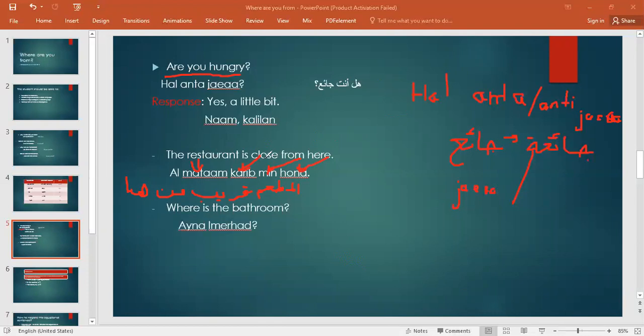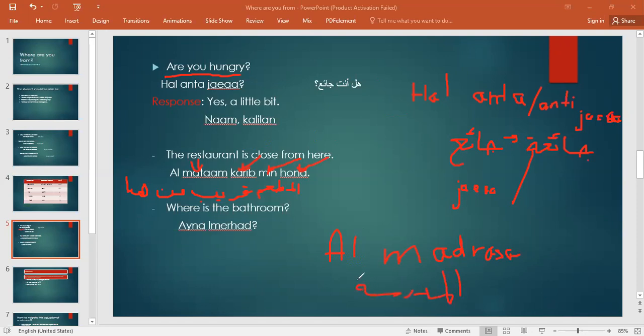For example, the school is close from here. The school, what do you mean by school? المدرسة. I'm giving other examples here. You're responsible for everything in this lecture. So school means المدرسة, okay?